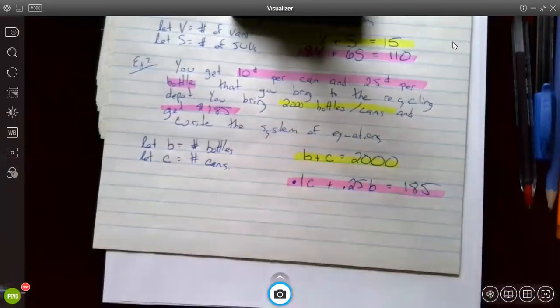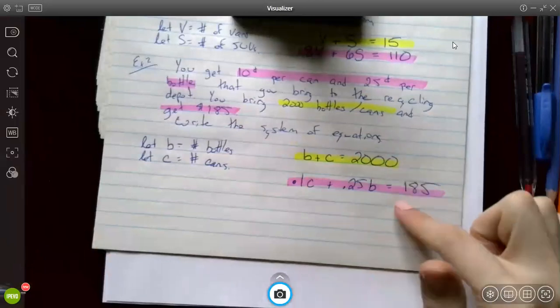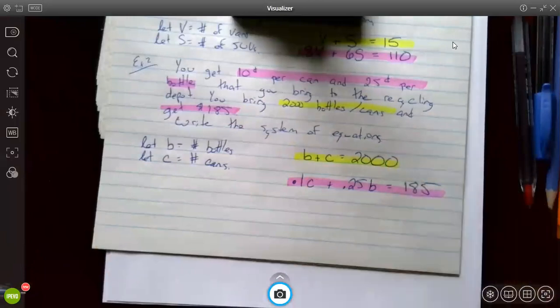Okay, so that's all you're going to be doing today, just writing out your system of equations. Sometimes you'll be given a solution to verify, but you're not creating your own solution or solving for your own solution today.